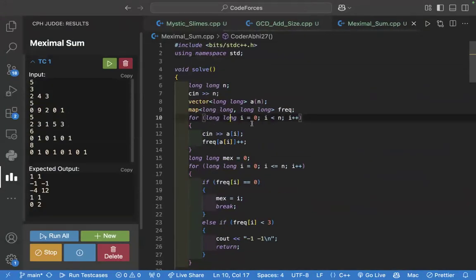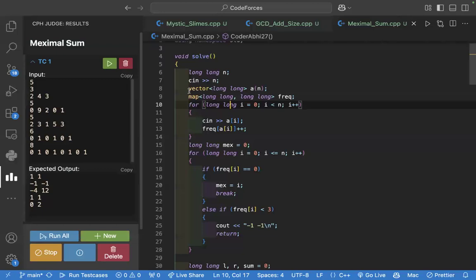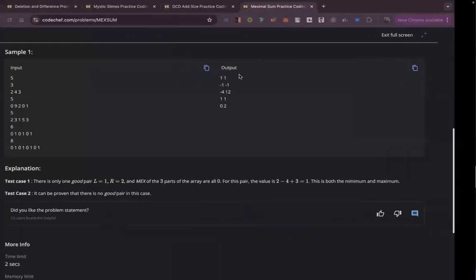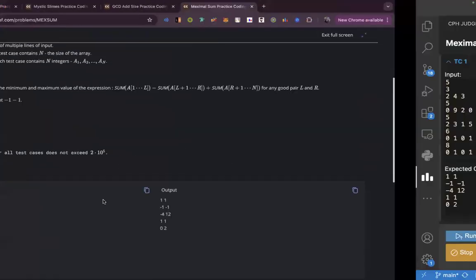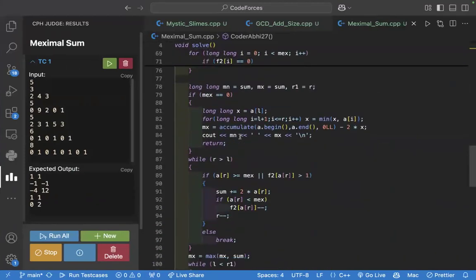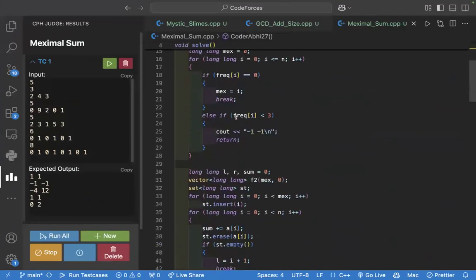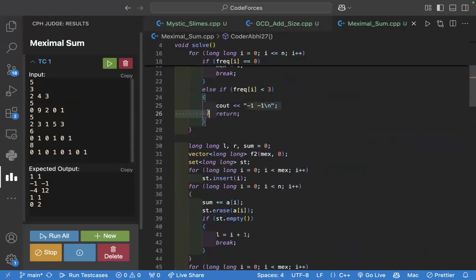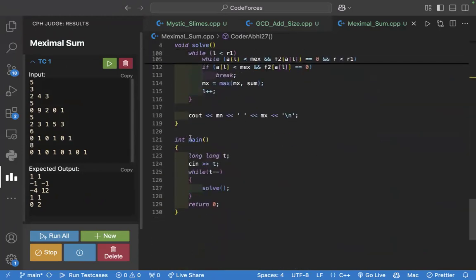Okay, so the code is a bit long. Just try to catch up. I'll try to differentiate the cases. In this question, by the way, I have taken this in a different solve function because I just wrote return in this case. So it's just an implementation difference. I have a main function, take t, call the solve function.